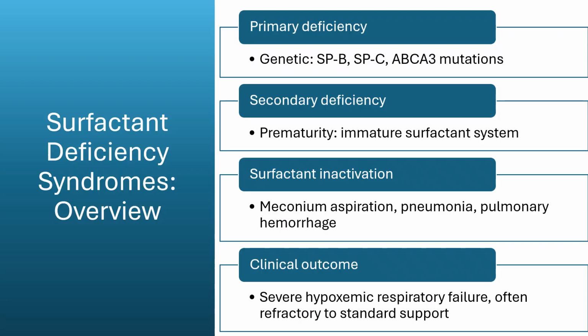Secondary deficiency occurs when surfactant is inactivated or destroyed after birth. Meconium aspiration, pneumonia, and pulmonary hemorrhage all introduce substances, such as meconium, inflammatory exudate, or blood proteins, that deactivate the surfactant film. The common outcome across these pathways is severe hypoxemic respiratory failure that is often refractory to standard support if surfactant is not replaced. Clinically, this framework helps distinguish whether disease is driven by immaturity, genetic absence, or inactivation, each of which has different implications for therapy and prognosis.